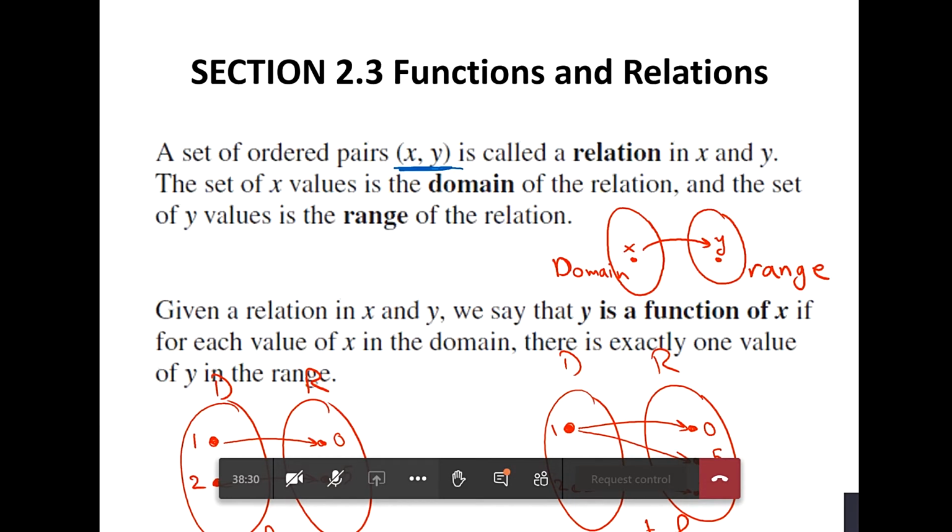Also if we have a value in the domain not connected with any value of y, this is also not a function. For example, if we have the D and the R, and 1 connects with 0 and 2 is not connected with any value in the R, this is a relation, not a function.